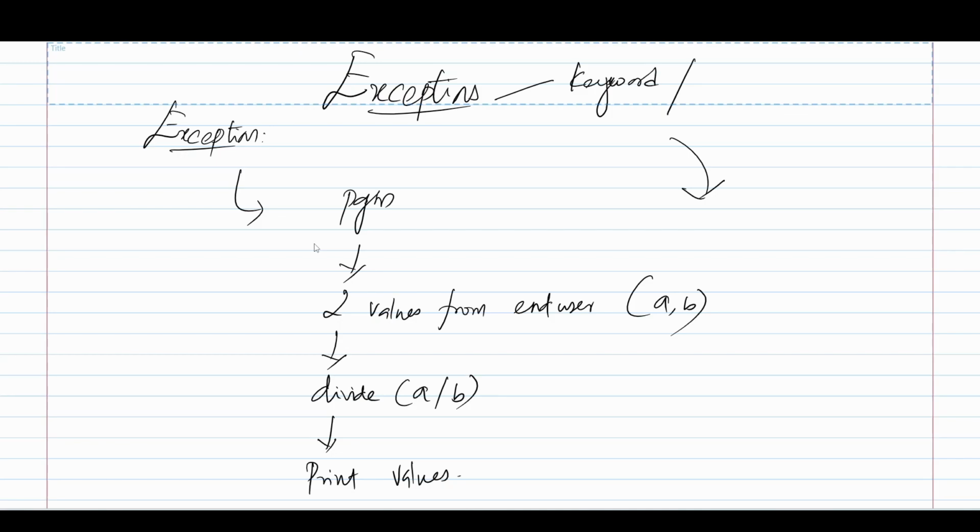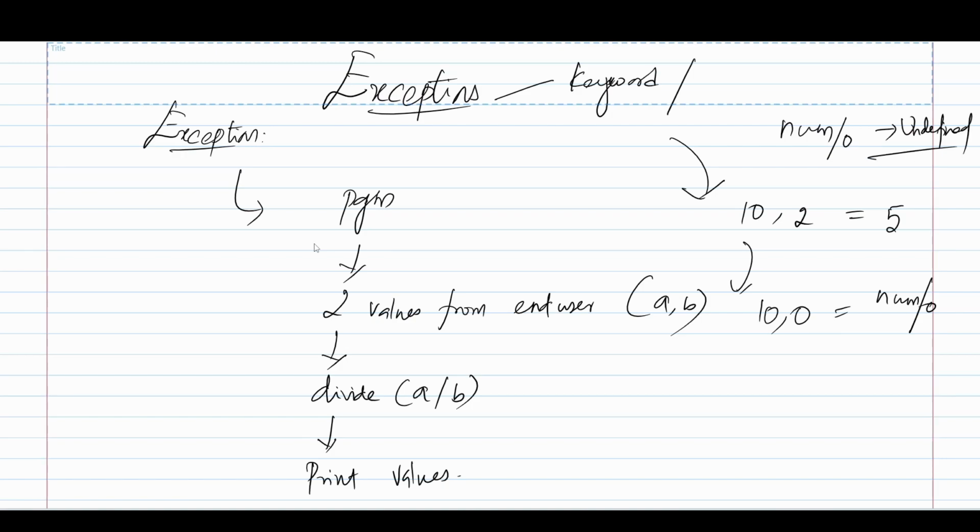Fine. Now the first user entered the value 10 comma 2. Then he gets the output as 5. Then the next customer entered a value of 10 but the b value as 0. At this point of time, our program is not aware how to perform a number divided by 0, because in normal math, if we divide a number by 0, then we will get the value as undefined, right? So now our program is not aware of how to handle this scenario.